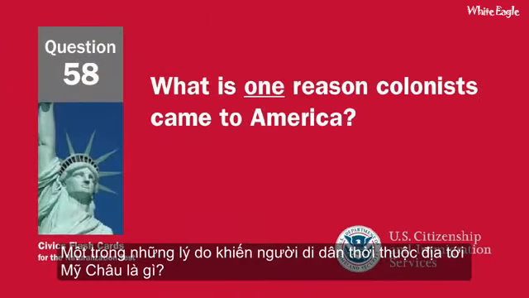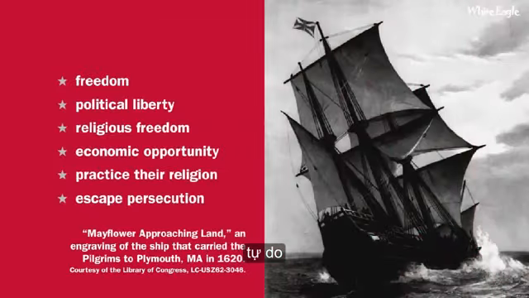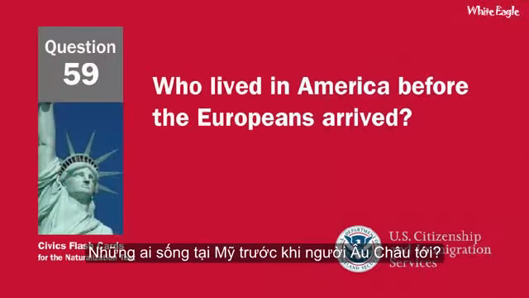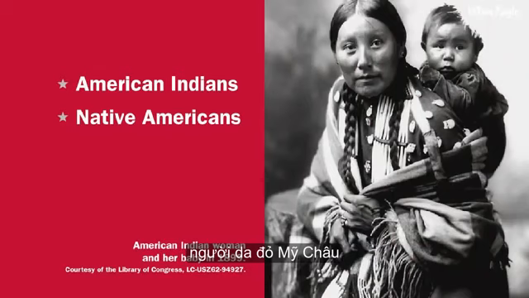What is one reason colonists came to America? Freedom, political liberty, religious freedom, economic opportunity, practice their religion, escape persecution. Who lived in America before the Europeans arrived? American Indians, Native Americans.